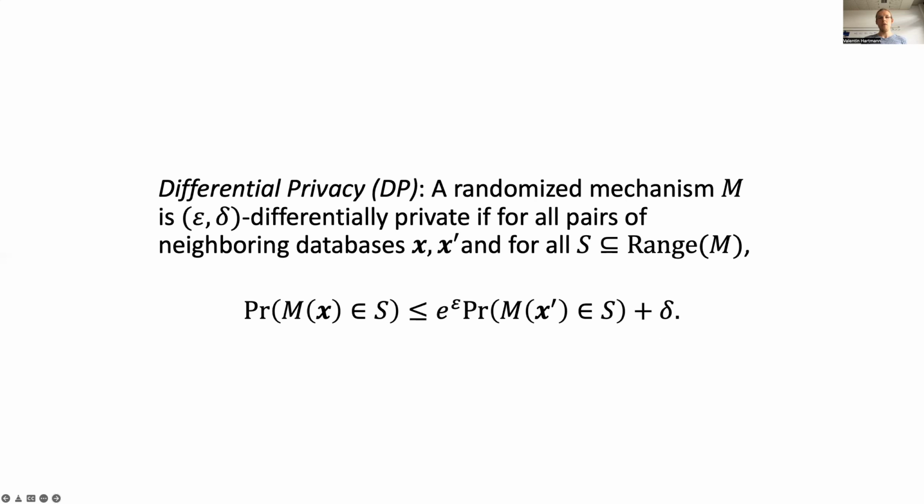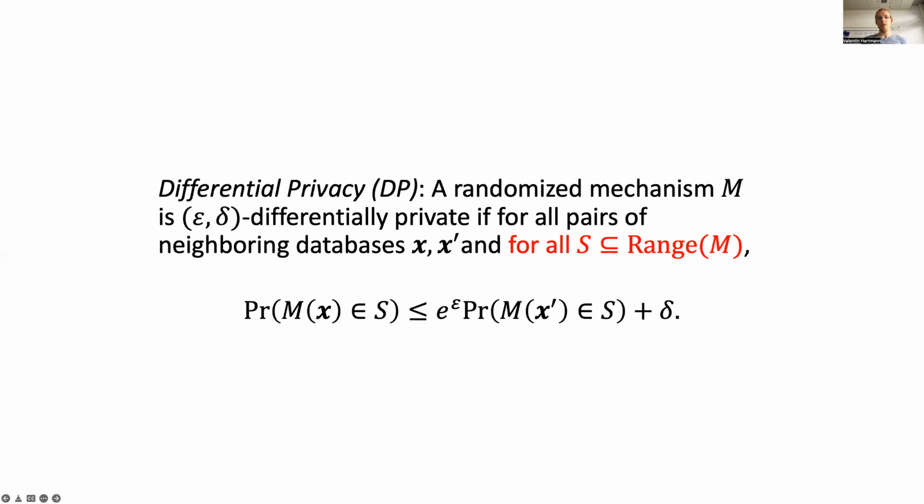Most likely, all of you know the definition of differential privacy, but I will repeat it here. A randomized mechanism M is epsilon delta differentially private if for all pairs of neighboring databases X and X prime, and for all subsets S of the range of the mechanism, the probability of producing the set S when invoking M on X is bounded by e to the epsilon times the probability of producing S on a database X prime plus delta.